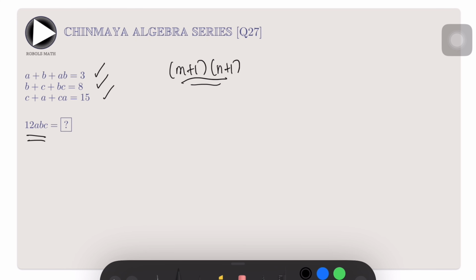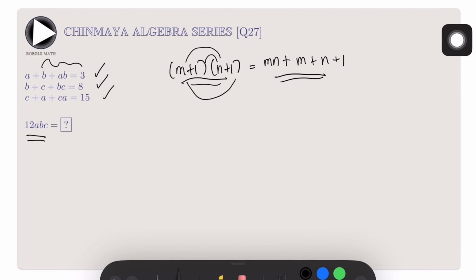Consider the product of m plus 1 and n plus 1. When we expand this, we get mn plus m plus n plus 1. This is quite similar to what we have here, except that it's missing the 1 term here.